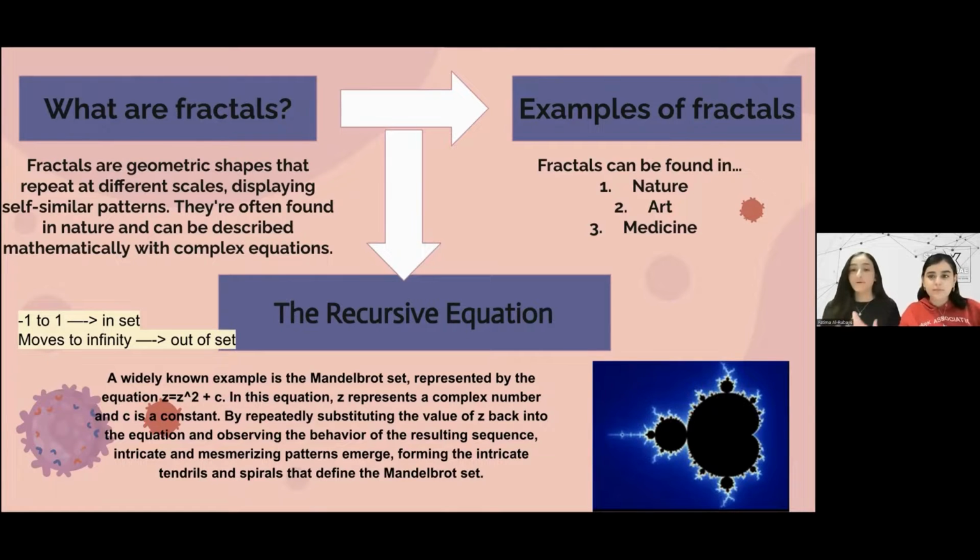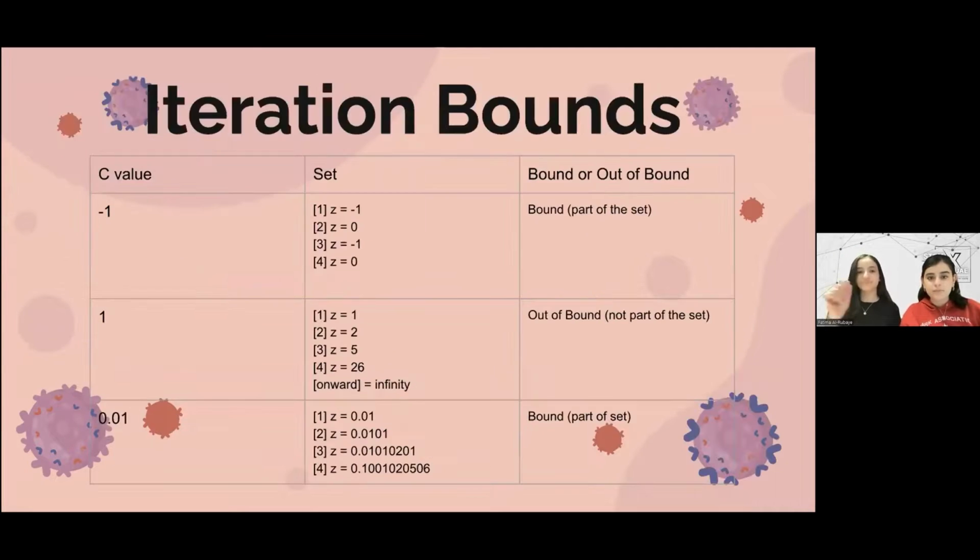Examples of fractals can be found everywhere, in nature, art, and even in medicine. Fractals can be represented by a recursive equation. A very well-known example of fractals is the Mandelbrot set. The Mandelbrot set is represented by the equation z equals z squared plus c. And we're going to see how exactly we can use this equation to test if the constant is within or outside of the parameter. Obviously, z will represent a complex number and c is a constant.